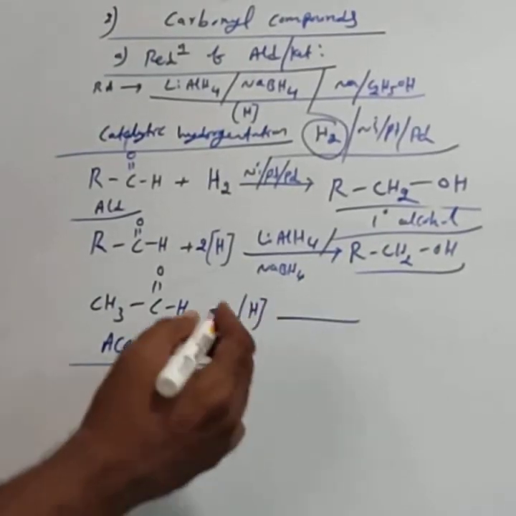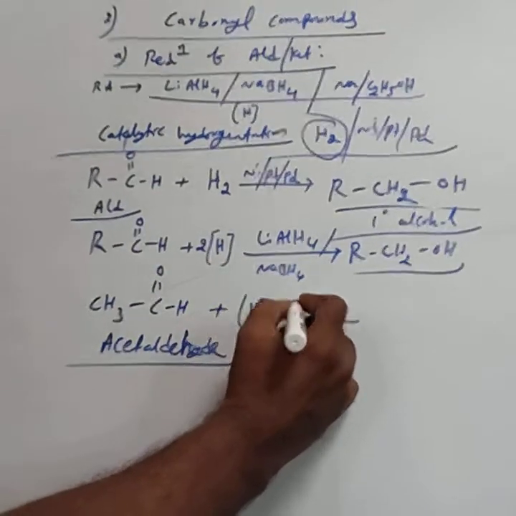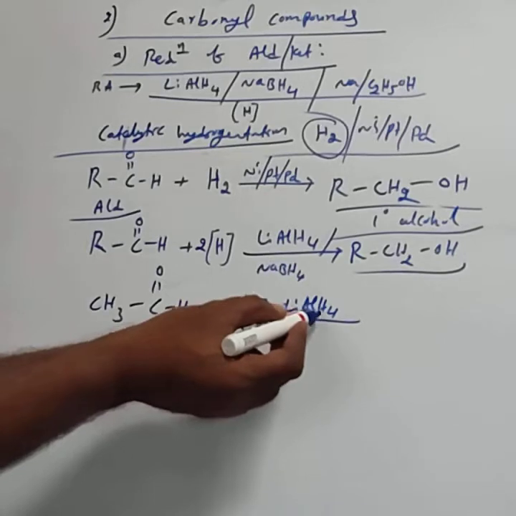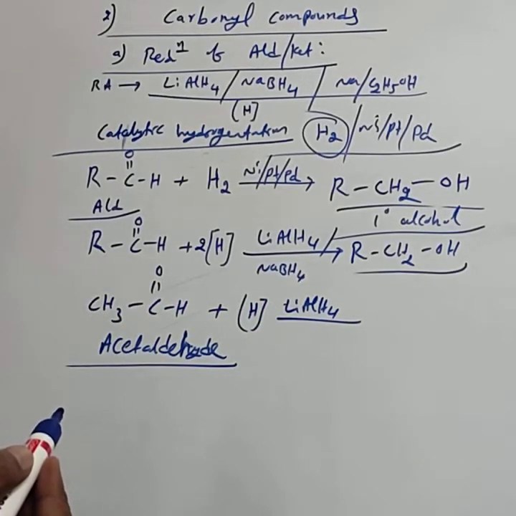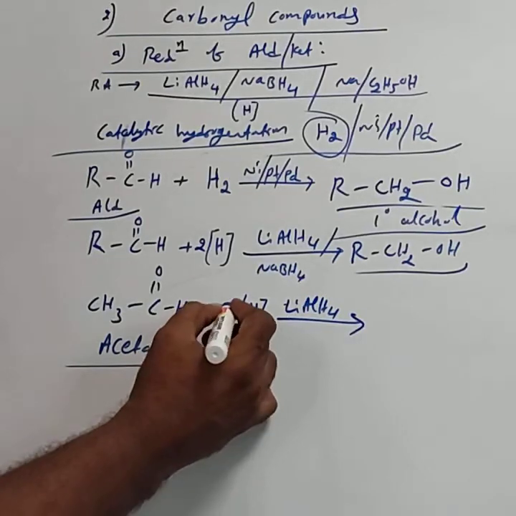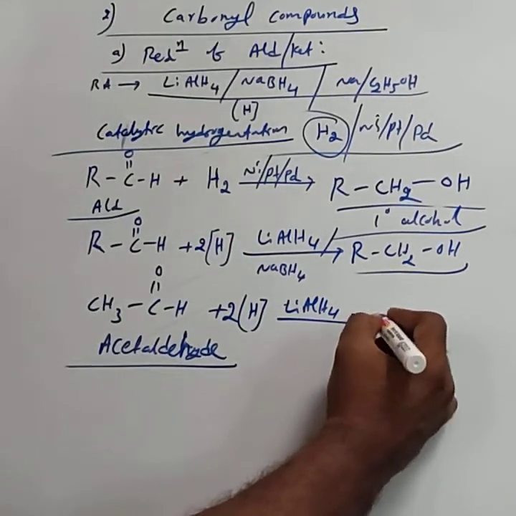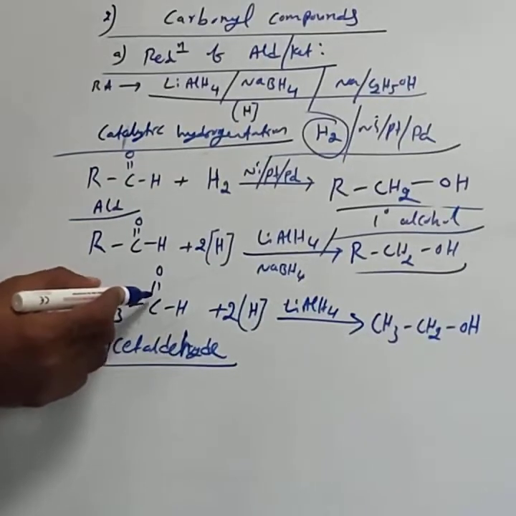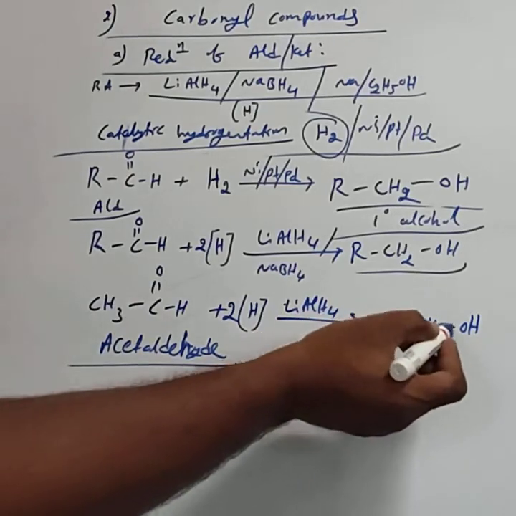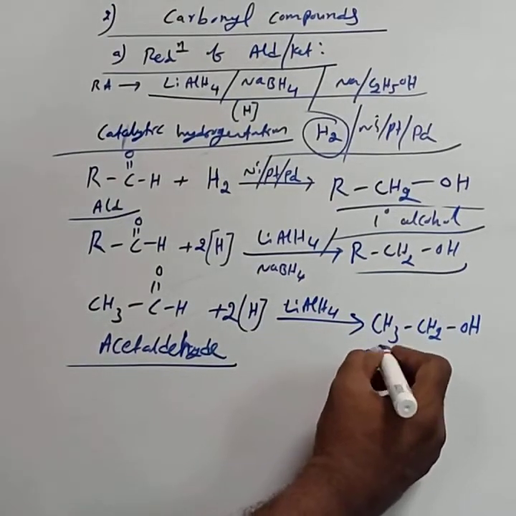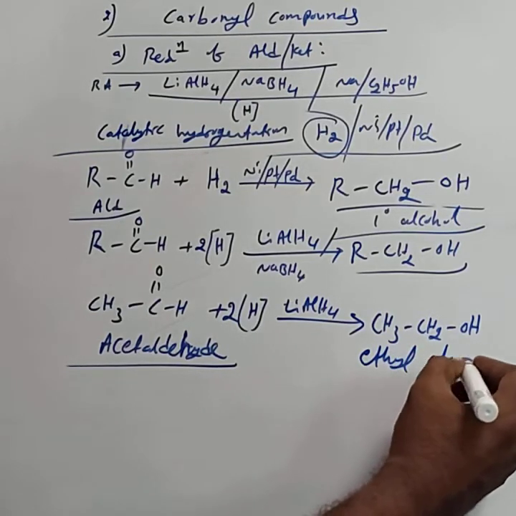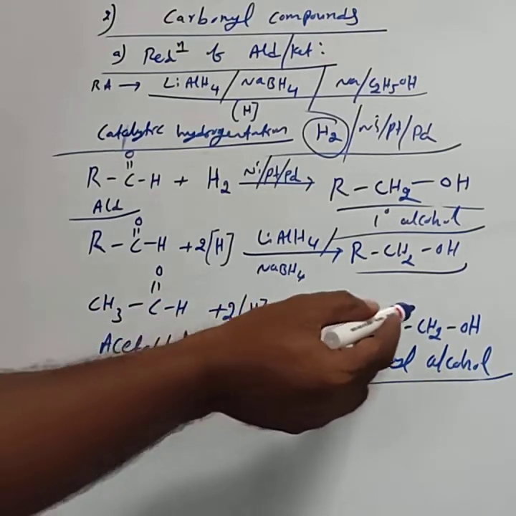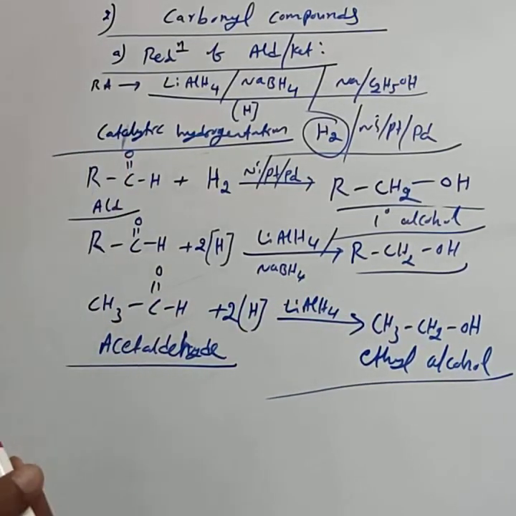Acetaldehyde on reduction: if using nascent hydrogen H, you mention either LiAlH4 or NaBH4. If you use H2, then on the arrow you mention either nickel, platinum or palladium. With 2H, CH3CHO is converted into CH3CH2OH. Across this double bond, hydrogens get added to form CH3CH2OH. The name of this compound is ethyl alcohol. Acetaldehyde on catalytic hydrogenation gives ethyl alcohol. This is about the aldehydes.